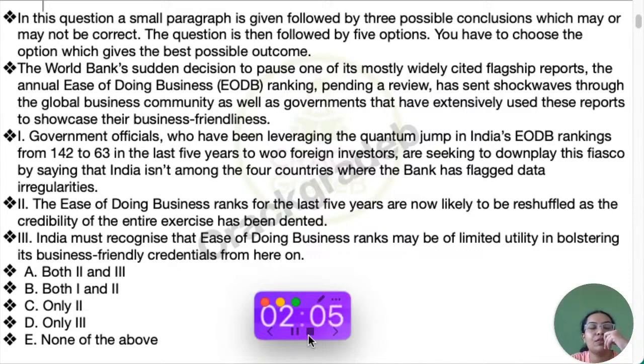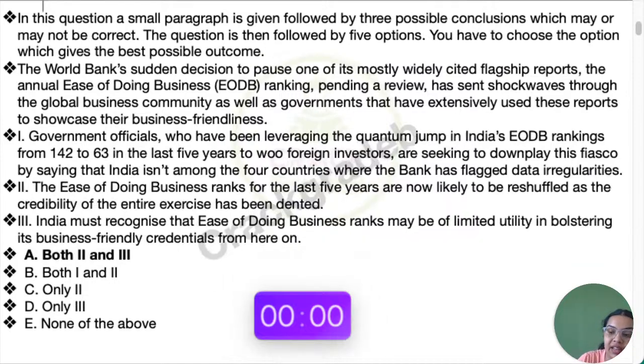It's a shorter version of reading comprehension. Anyways, the answer here is A. Let's see how we need to do it. Okay, I'm gonna explain. In this question, there is a small para followed by three possible conclusions. A little bit like reasoning, if you have done such questions, which may or may not be correct. The question is then followed by five options. Choose the best possible outcome. So you need to check for the relationship that first, second, and third may have or not have with the given situation over here. So it is important for you to understand the para first.